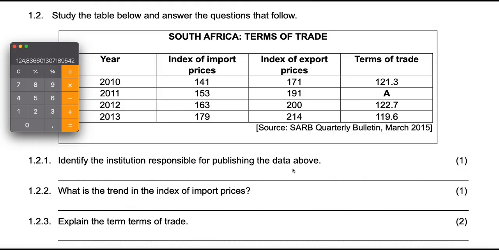Identify the institution responsible for publishing the data above. Well, that's the South African Reserve Bank. Okay, what is the trend in the index of import prices? Okay, the trend is an upward trend. Like you see, it's going up from 141, 153, 163, 179. So it's been going up. Same here, it's going up.